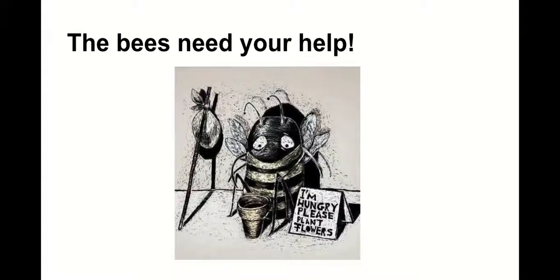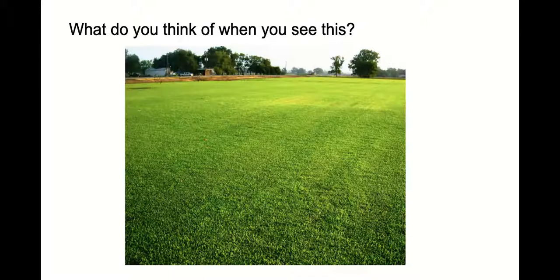So let me tell you about why the bees need your help. Their food is flowers, so we need to be planting more flowers. They need flowers to live on. And if you are planting flowers and vegetables and you have a garden, make sure that you're not using chemicals that are going to poison the bees. When you see this picture of this beautiful green lawn, it looks like you could roll around on it, have a picnic. But if you notice, there are no flowers.